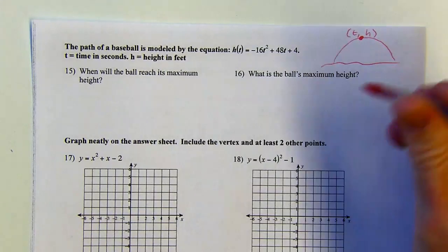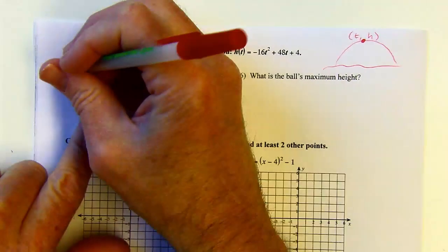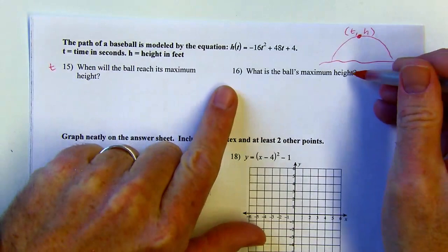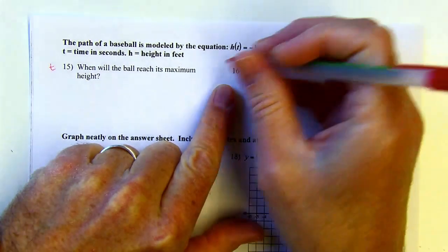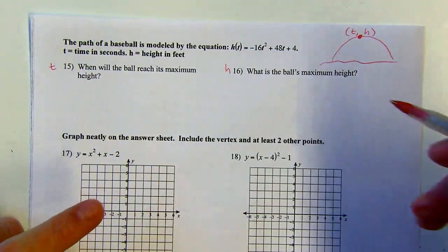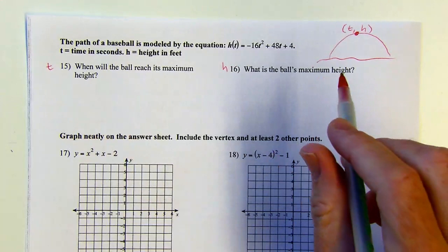So let's see. When will the ball reach its maximum height? So when, that's going to be the time, right? The time that it reaches its maximum height. What is the ball's maximum height? Well, that's its height and speed. A big part of this that people often get wrong is just solving for the wrong variable. So you've got to interpret what they're asking for on both of these.